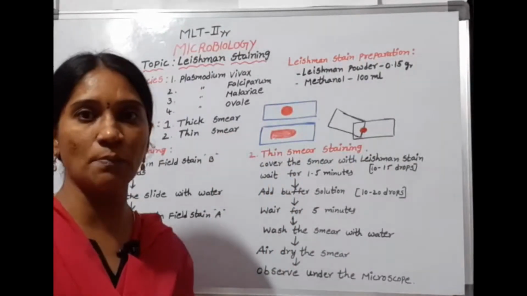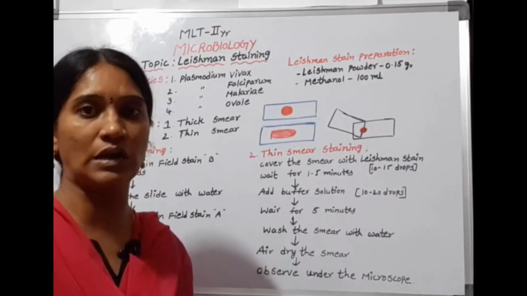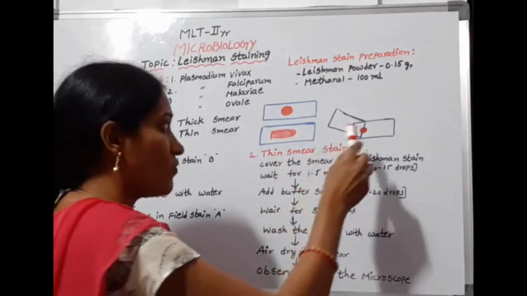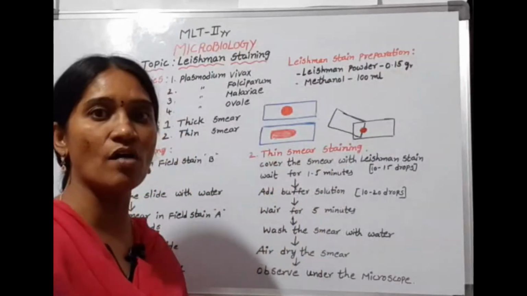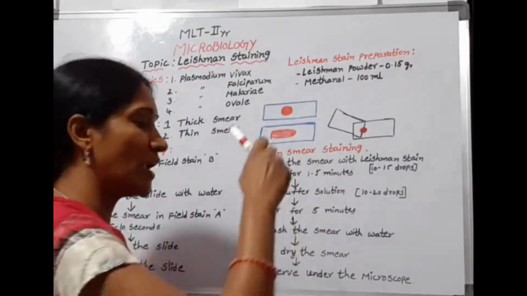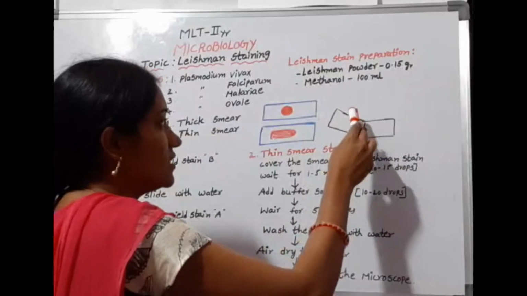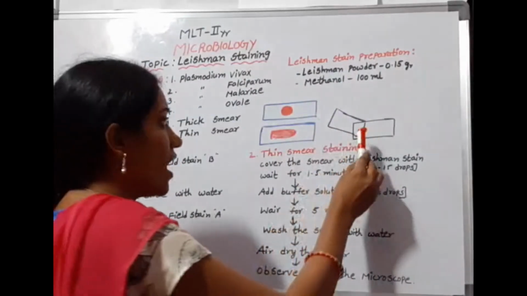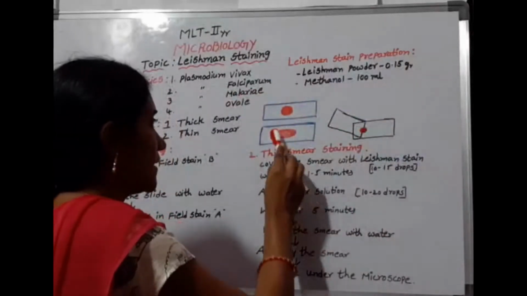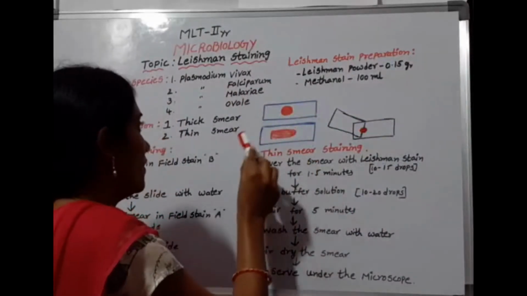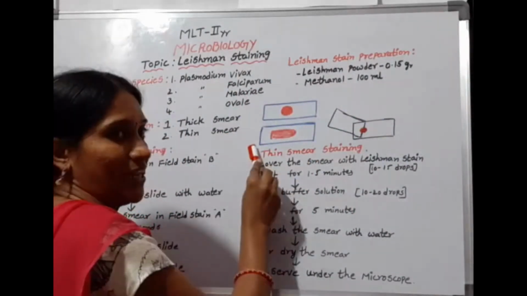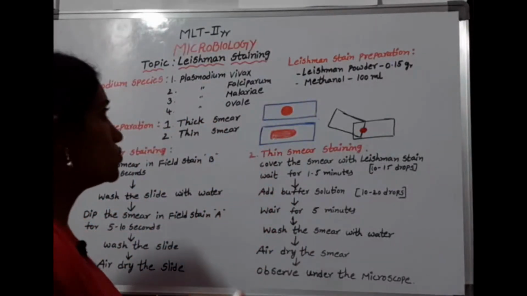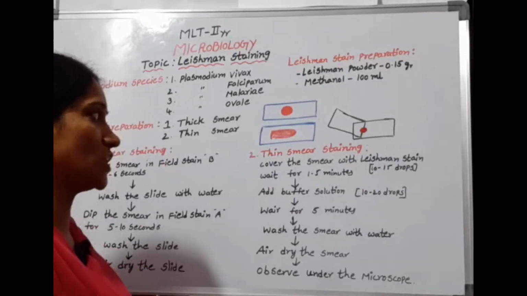For thin smear preparation, take 2 clean glass slides and place 1 drop of blood on one side of a slide and spread with the other slide. This slide is kept at a 45 degree angle and after spreading, it appears tongue shaped. These two types of smear preparations are used for the staining procedure.